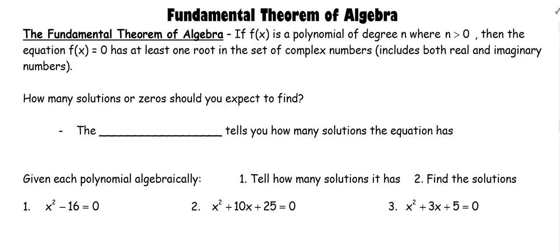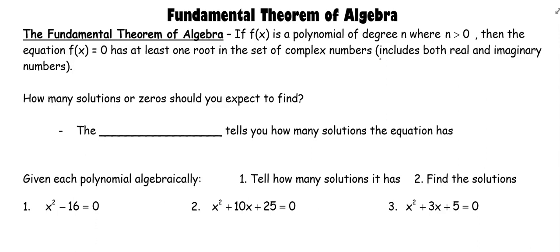Today's video is going to be on the fundamental theorem of algebra. The fundamental theorem of algebra says that if a polynomial has degree n, where n is greater than 0, then the equation has at least one root in the set of complex numbers, which includes both real and imaginary. Okay, that sounds really complicated. It's really not that bad.